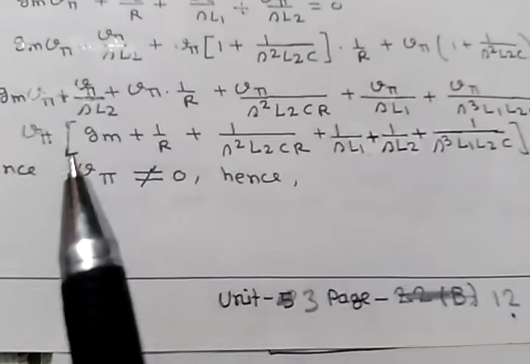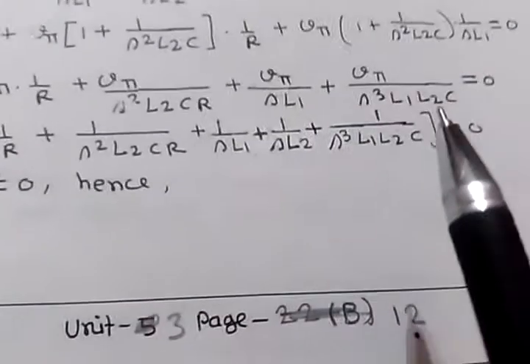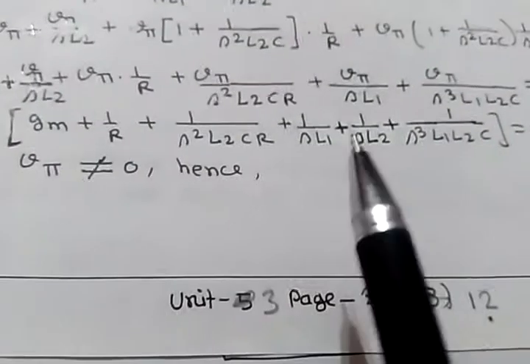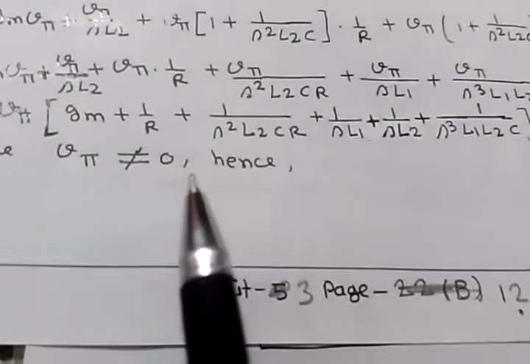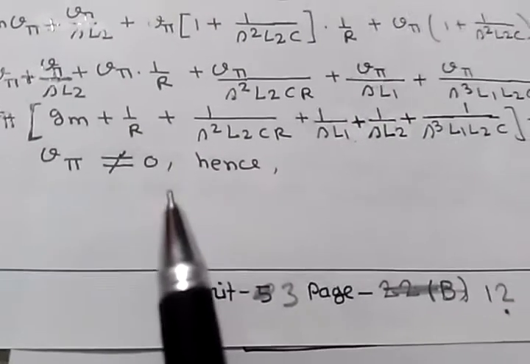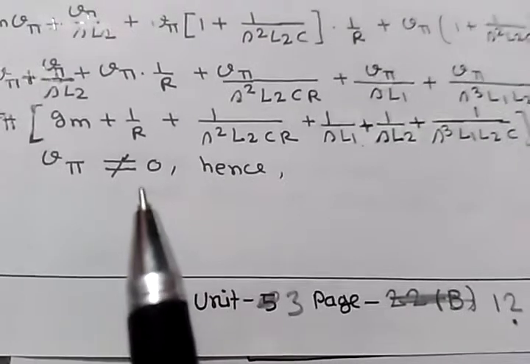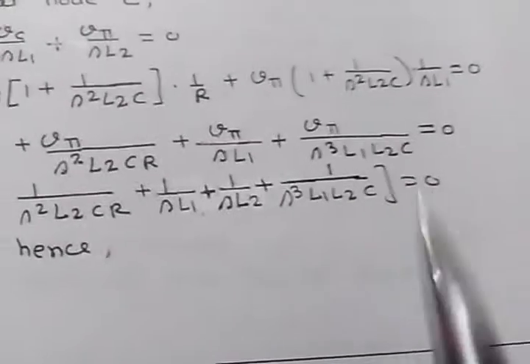Now this expression will be 0 if either both the terms, V pi and this term, are 0, or any one of these terms is 0. But since V pi is the voltage across base and emitter, it cannot be 0, hence the second term will be 0.